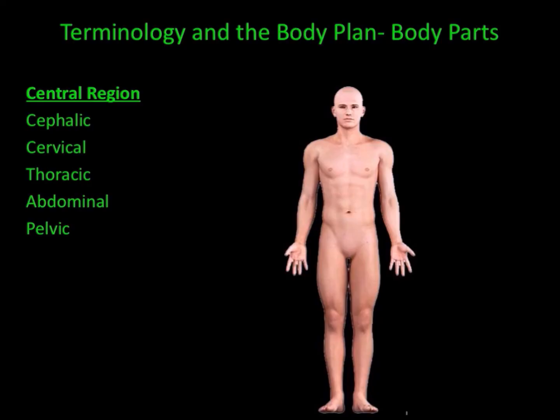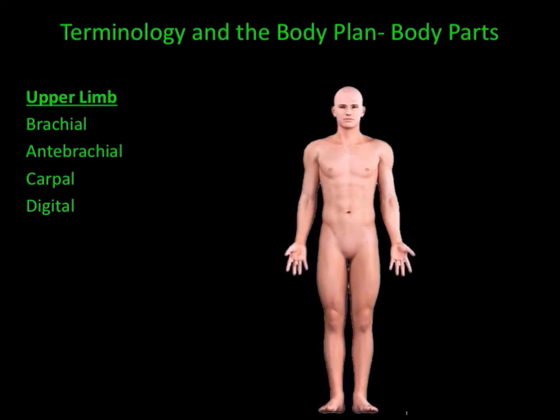Learning the different body parts of the human body is like learning a foreign language. Some words you may have heard before, others will be brand new to you. Let's take a look at the body parts that are in the axial skeleton or central region. The first body part is cephalic, which refers to the head. The second body part is cervical, which refers to the neck. The next word, thoracic, refers to the chest area. The abdominal region refers to the midsection or abdomen. And finally, the pelvic region refers to the hip area or pelvis area.